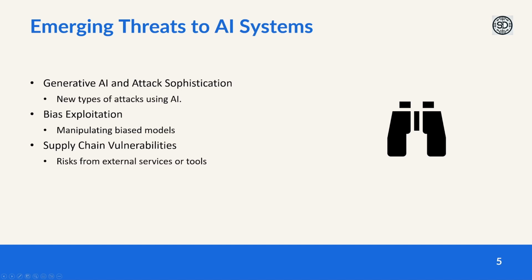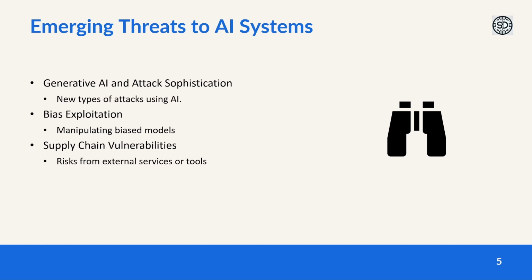While adversarial attacks are one of the most well-known threats, they are just the tip of the iceberg. AI systems are consistently evolving, and so are the threats. One emerging concern is how generative AI can be used to create more sophisticated attack vectors. Attackers can use AI-generated content to create realistic fake data, or even generate attacks that are tailored to exploit specific model weaknesses. We also need to consider bias exploitation. AI models are only as good as the data they're trained on, and if that data is biased, attackers can amplify those biases to create harmful or unfair outcomes.